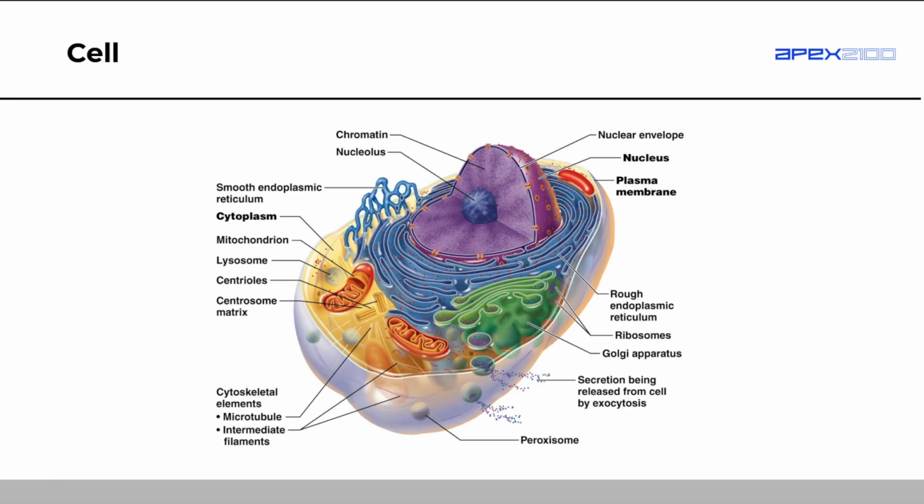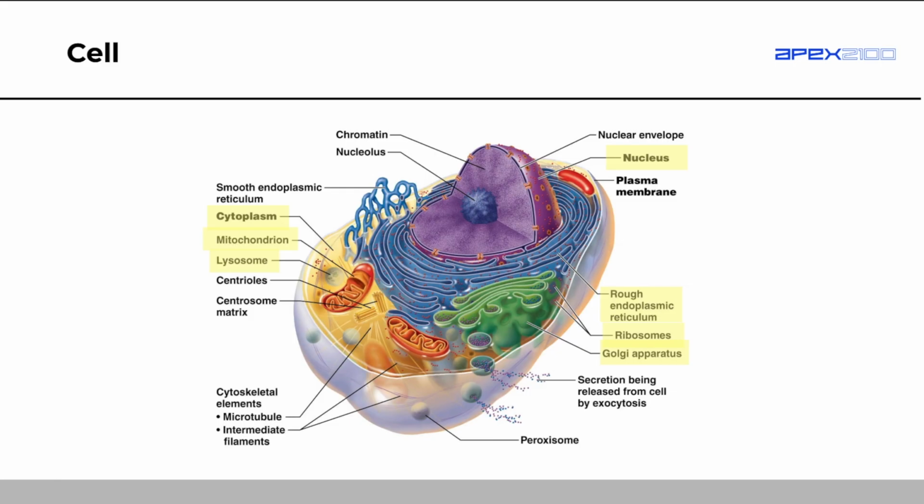So looking at the cell, we've got quite a few different labels on here, but luckily for you guys within the IB, you only need to know 7 of them, and hopefully some of these are quite familiar to you from biology. So we've got the nucleus, we've got the cytoplasm, the mitochondria. Remember, you can see it's written there as mitochondrion. So mitochondrion is 1 singular and mitochondria is plural. Lysosomes, the rough endoplasmic reticulum, ribosomes, and the Golgi apparatus.